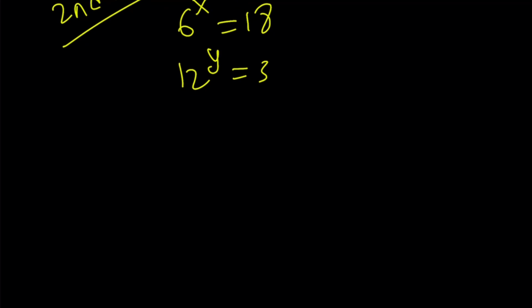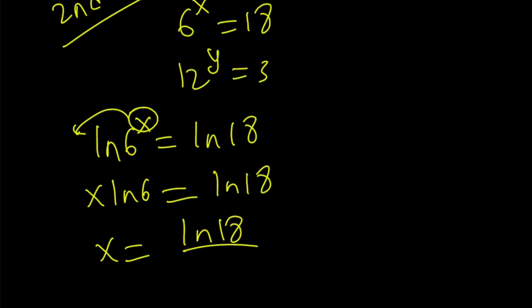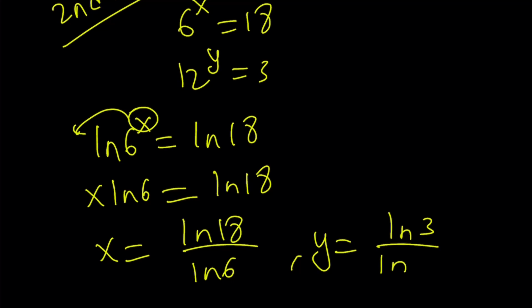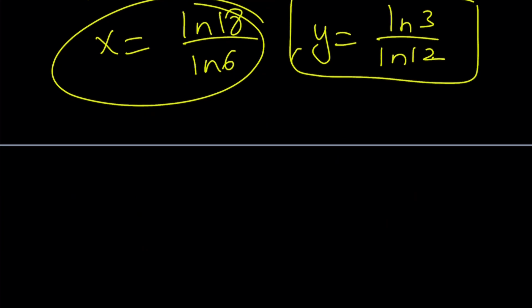So here's one thing you can do. You can basically isolate x. One of the things I can probably do is ln both sides because ln is fun. Let's put the x to the front. x ln 6 is ln 18. And then x is going to be ln 18 over ln 6. Similarly, y will be ln 3 over ln 12. So the idea is, how can I make this from this, right? Because I want to stick to this, keep that.